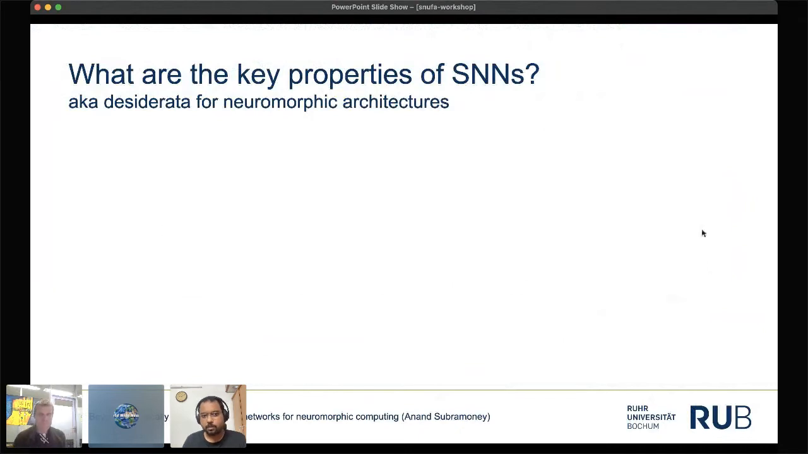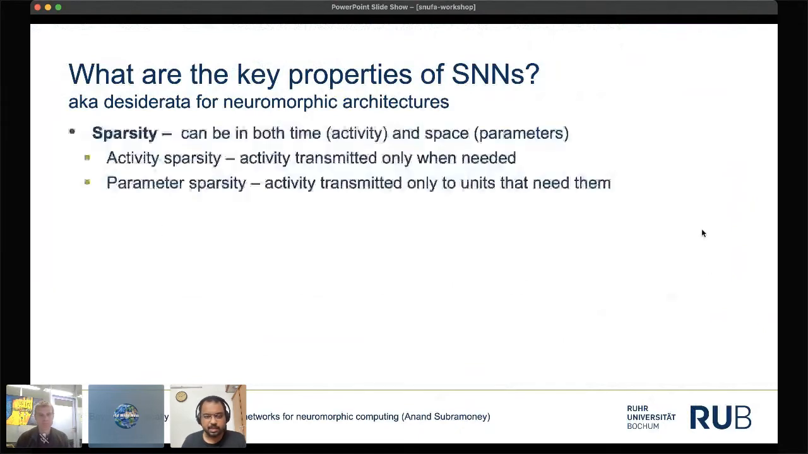One obvious one is sparsity, which can be both in time and in space. The sparsity in time is activity sparsity, where activity is transmitted only when needed. This corresponds to the spiking of spiking neural networks. And then there is parameter sparsity, which is just reducing the number of parameters, so activity is only transmitted to the units that need it.